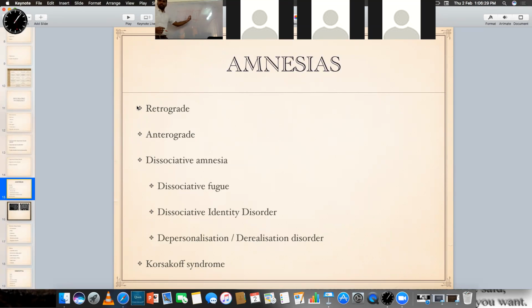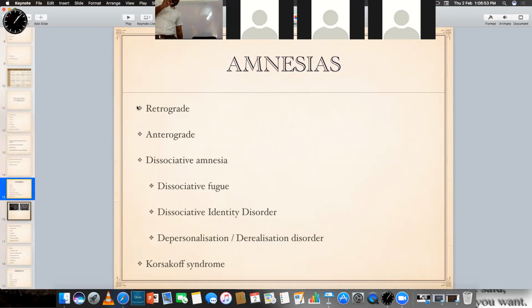Okay, that is anterograde amnesia and retrograde amnesia. So that is all about it. Now, what is dissociative amnesia? Like we were talking yesterday about dissociation as an ego defense, we'll talk about what is dissociative amnesia, dissociative identity disorder, and all that stuff today.